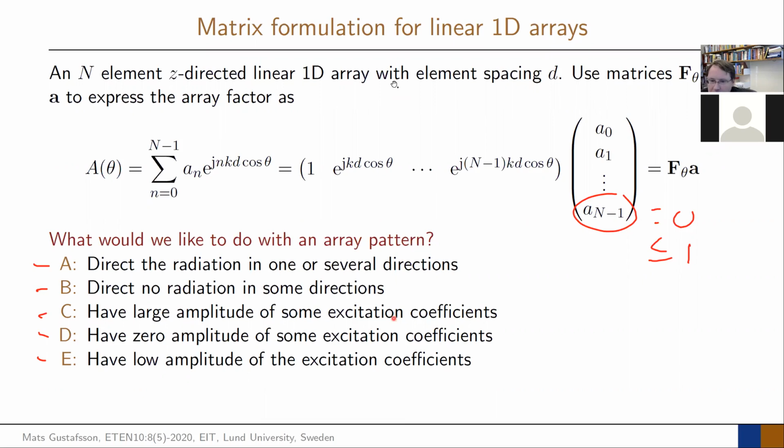So the A case, radiation in one or several directions. B, no radiation in some directions. C, large amplitudes of the excitation coefficient. D, zero amplitude of some excitation coefficients. And E, low amplitude in general of the excitation coefficients. What would you like to have on them?